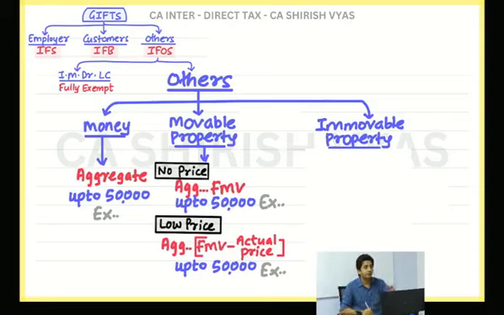For example, she gave me a gold of 1 lakh, I paid 20,000. So the difference is there. Then one more transaction of similar nature. This way there are multiple transactions, so you have to aggregate. Aggregate of all the differences. And then if it is up to 50,000, exempt. Above 50,000 it will be taxable.